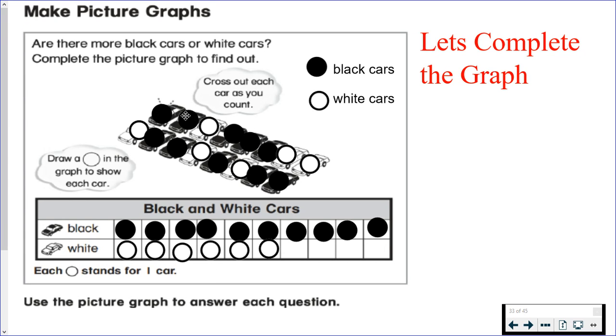I see I have 1, 2, 3, 4, 5, 6, 7, 8, 9, 10 black cars. Let me check that here. 1, 2, 3, 4, 5, 6, 7, 8, 9, 10. All right, now let me count the white cars. 1, 2, 3, 4, 5, 6. And then we'll check the graph. 1, 2, 3, 4, 5, 6. That means we did this correctly.